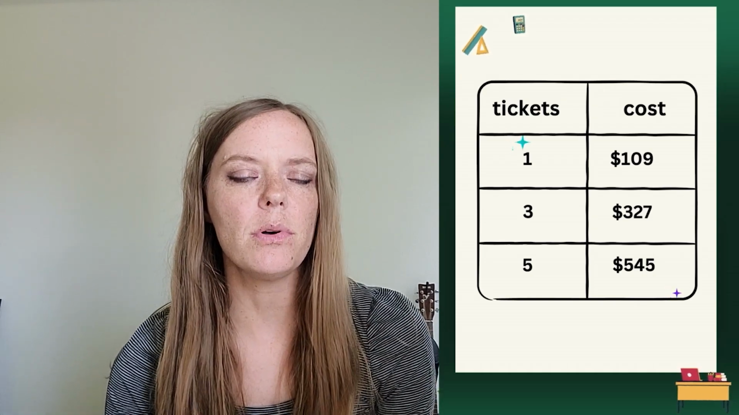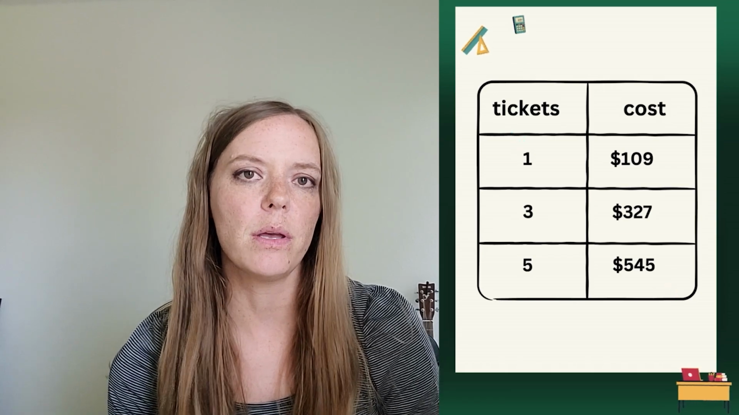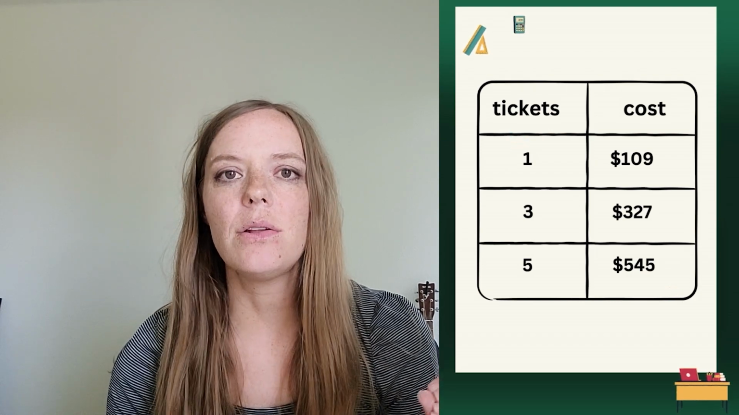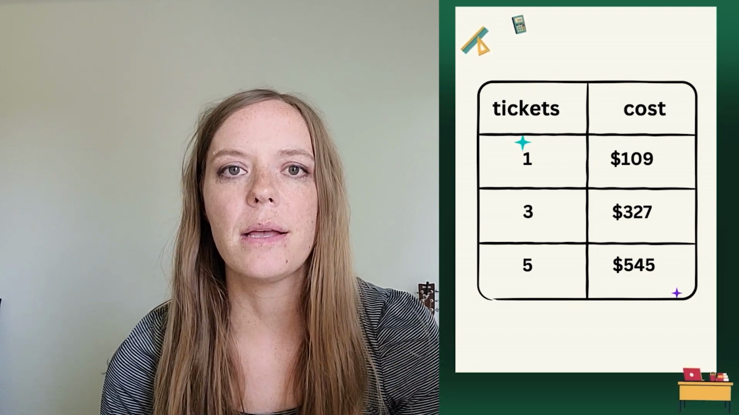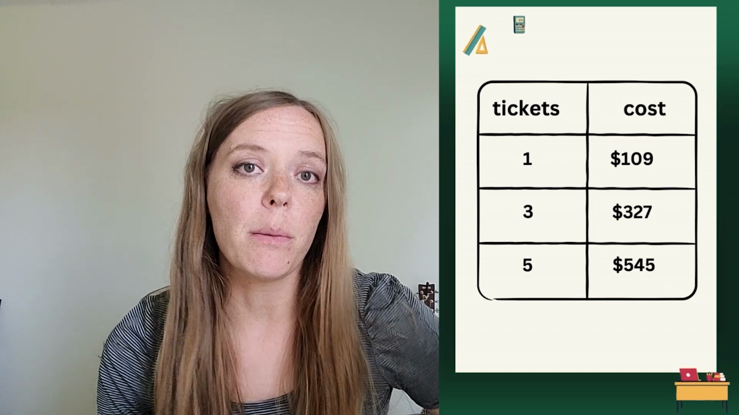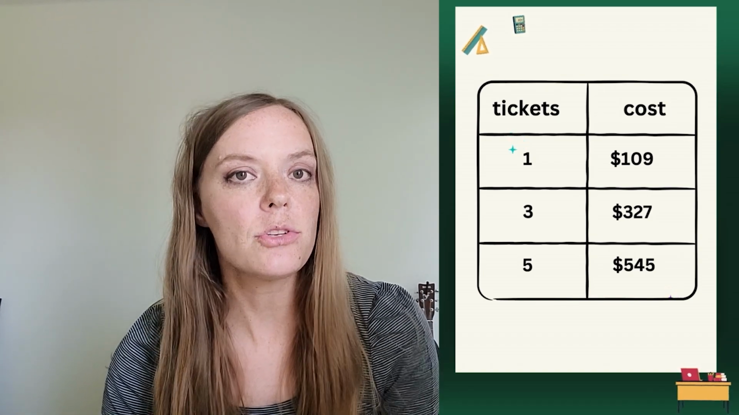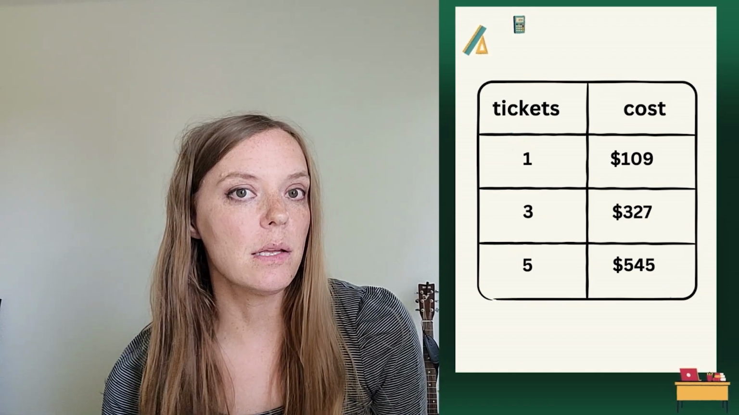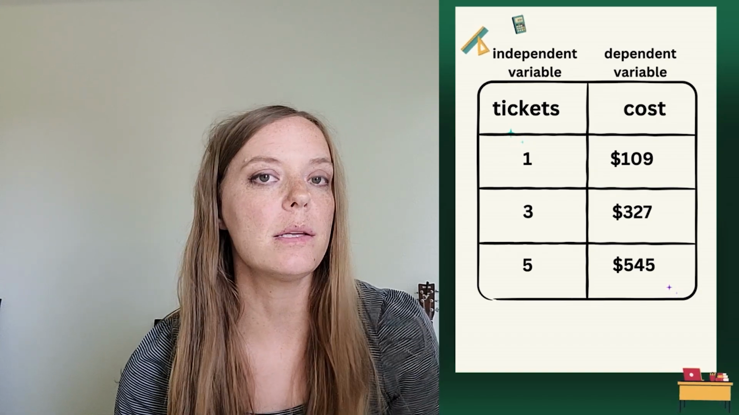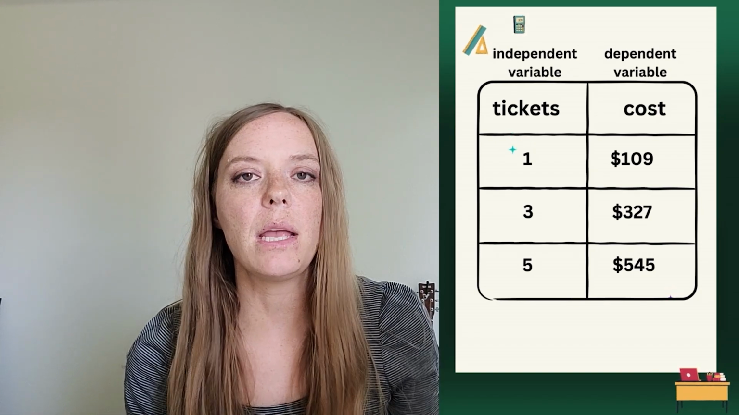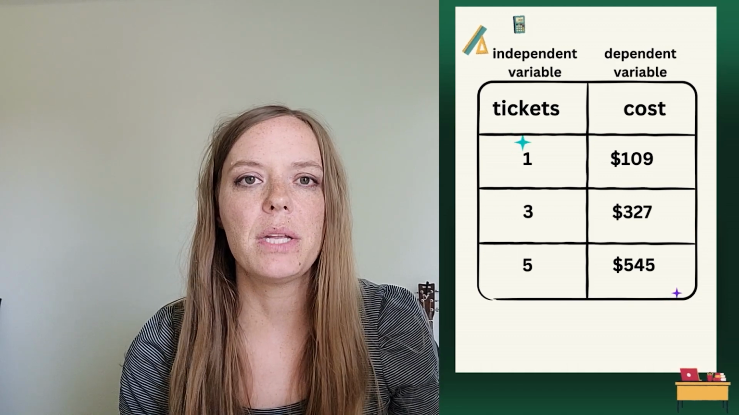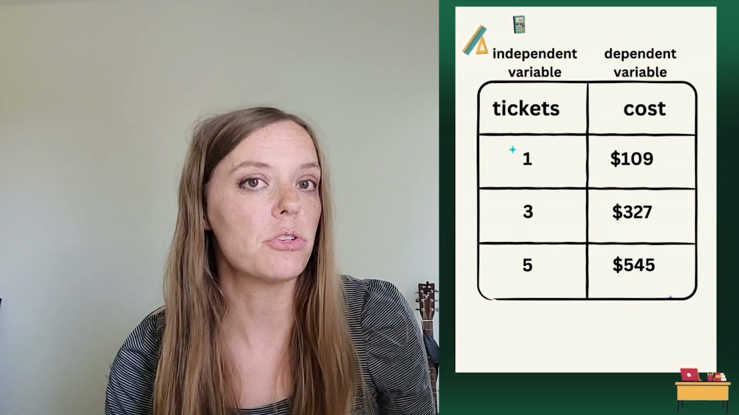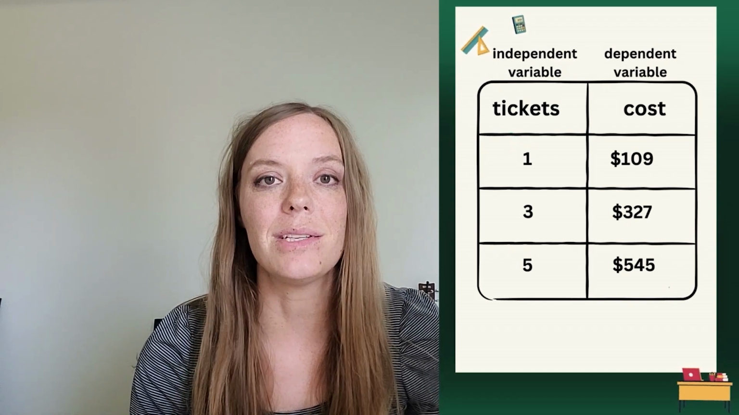is the independent variable, which one is the dependent variable. So let's review those two terms a little bit. An independent variable can stand alone and it's not affected by the dependent variable. The dependent variable, on the other hand, can change based on that independent variable. So in this example, those tickets are the independent variable because I could give you any amount of tickets and it's not necessarily going to change based on the cost. Now, the cost, on the other hand, is going to change based on how many tickets you buy.